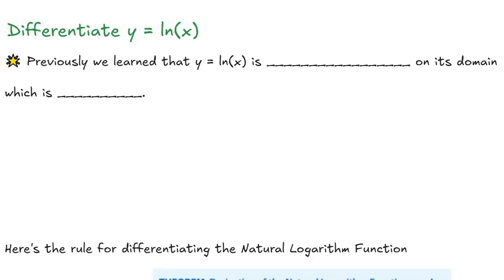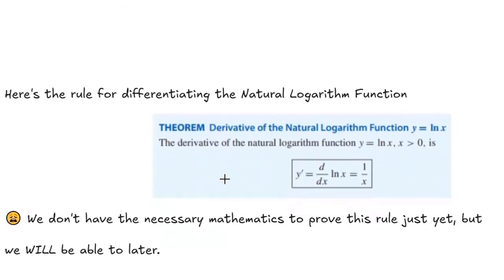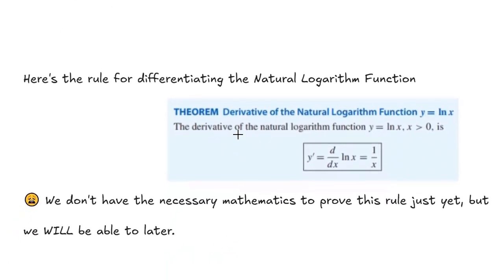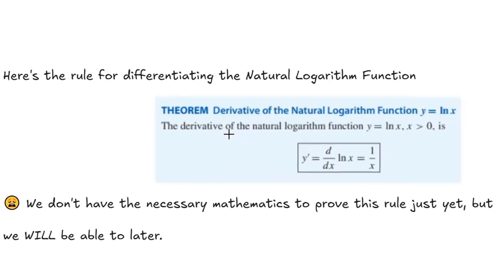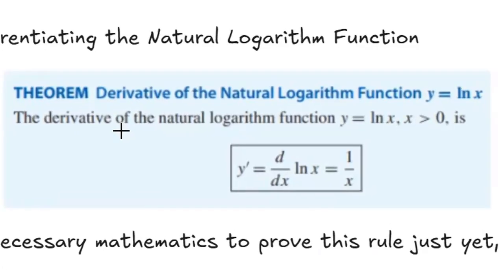Now we want to look at differentiating y equals natural log of x. Previously, we learned that natural log is continuous on its domain, which is x such that x is greater than 0. Now, because we don't have the necessary mathematics to prove this rule, I'm just going to give it to you, but we will prove it later. The derivative of natural log x is simply 1 over x.